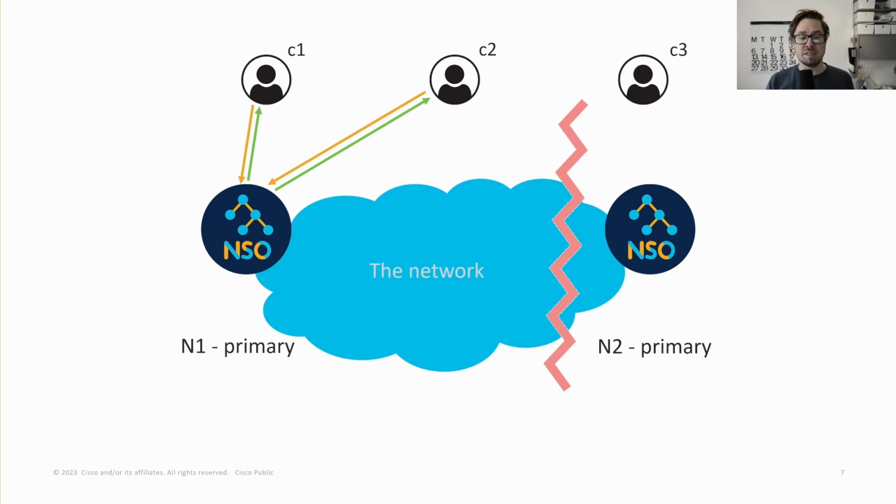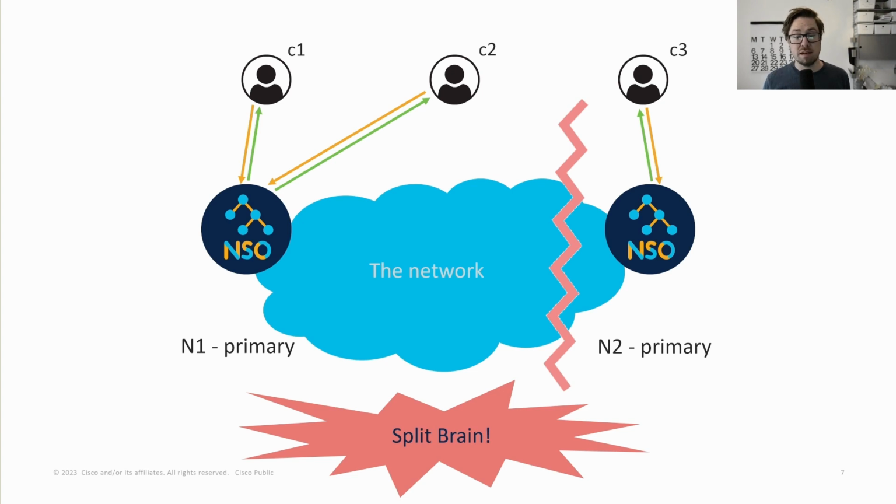transactions. So we have the C3 client being on the right-hand side of the partition. It starts communicating with N2 and sends config changes to it. Simultaneously, on the left-hand side of the partition, C1 and C2 continue sending configuration changes to N1. So this is a split brain scenario.